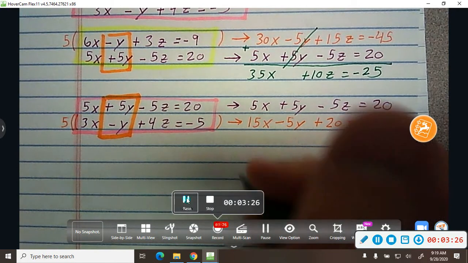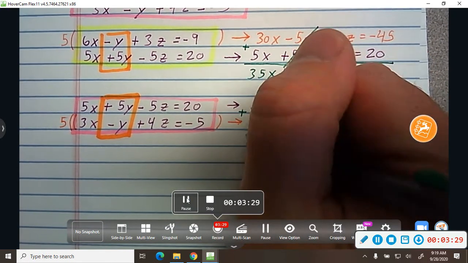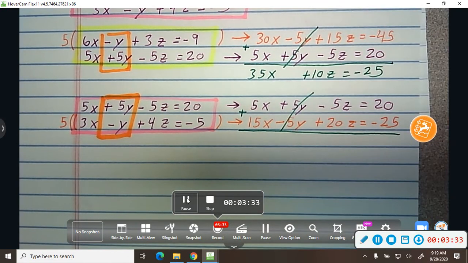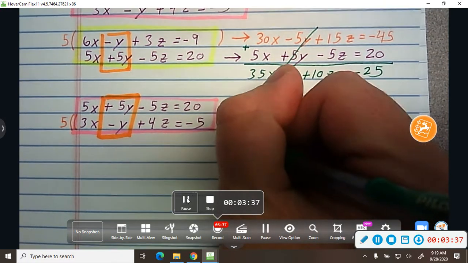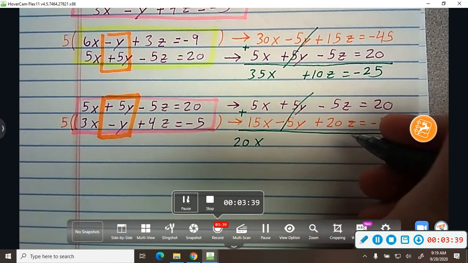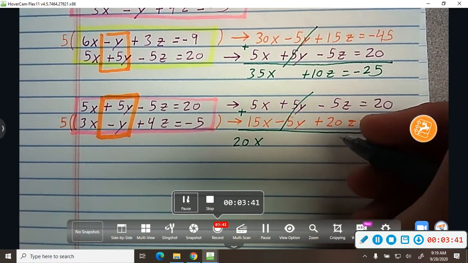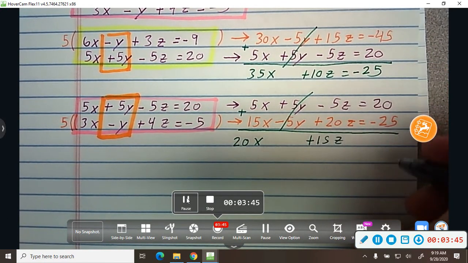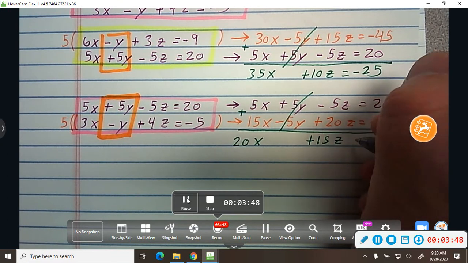From there, I add those together. The y's eliminate. We have 5x plus 15x is 20x. Negative 5z plus 20z is 15z. And 20 and negative 25 is negative 5.